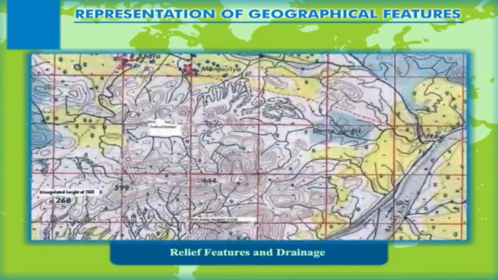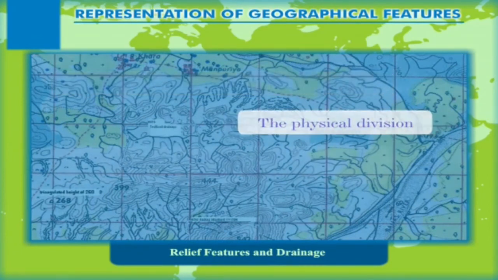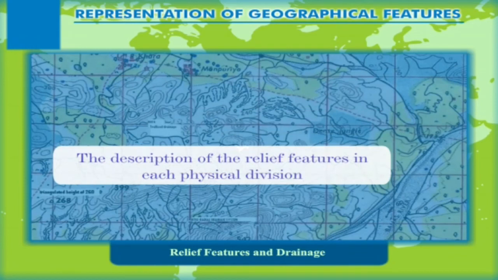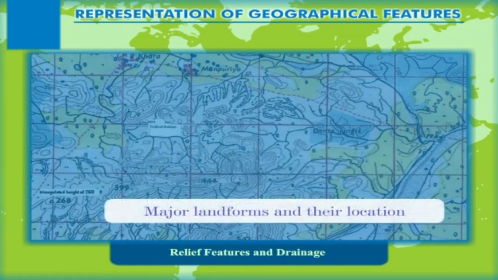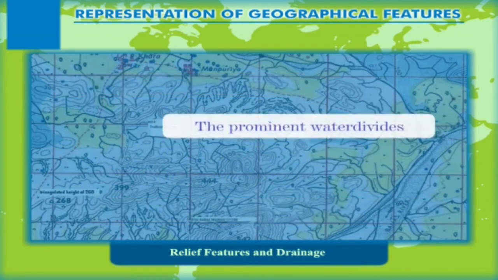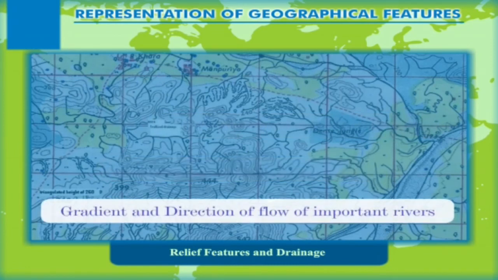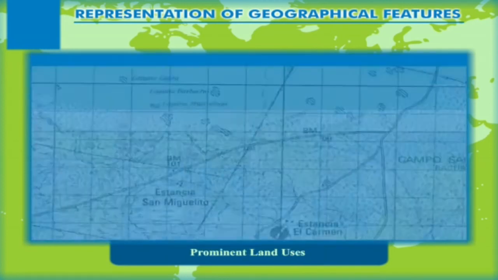Relief features and drainage. The information included under this heading are the contour interval on the topo sheet, the physical divisions, the description of the relief features in each physical division, major landforms and their location, the drainage pattern, the prominent water divides, the general slope of the area, and the gradient and direction of flow of the important rivers.